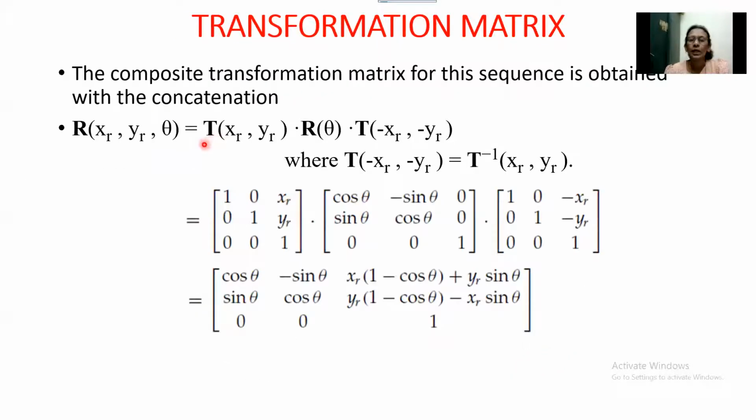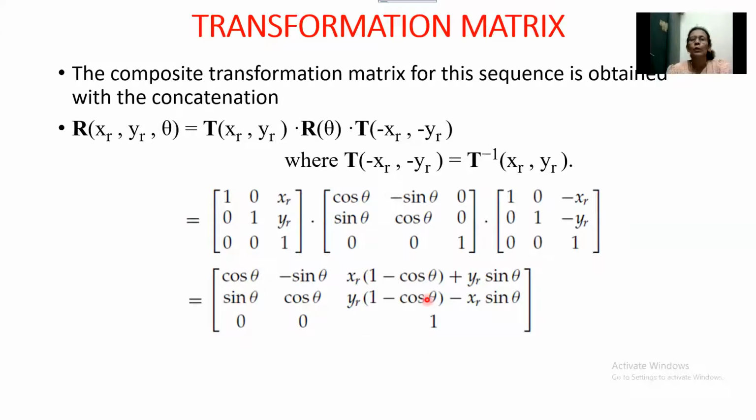So we know that the transformation matrix for T XR YR is 1 0 XR, 0 1 YR, 0 0 1. R theta we have seen, and T of minus XR, minus YR is 1 0 minus XR, 0 1 minus YR, 0 0 1. When we multiply these three matrices, the resultant matrix is this.